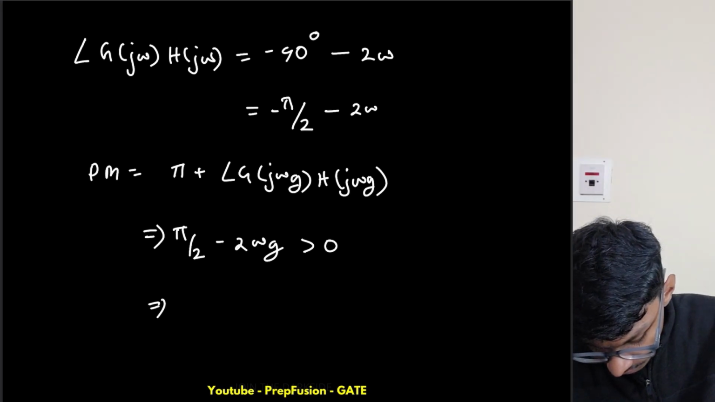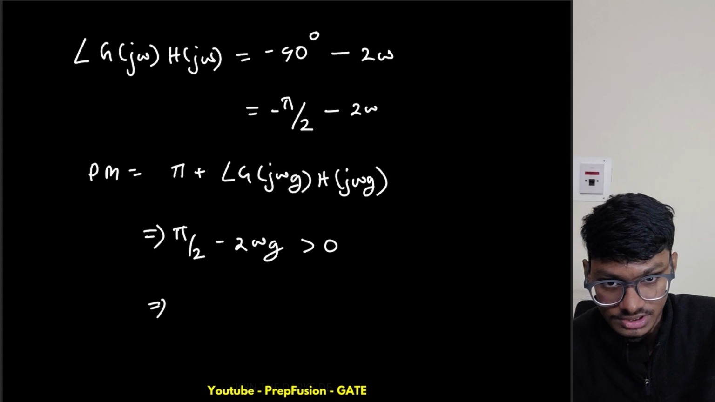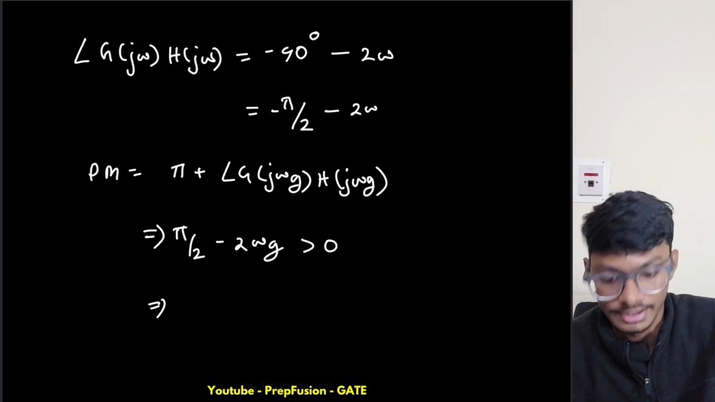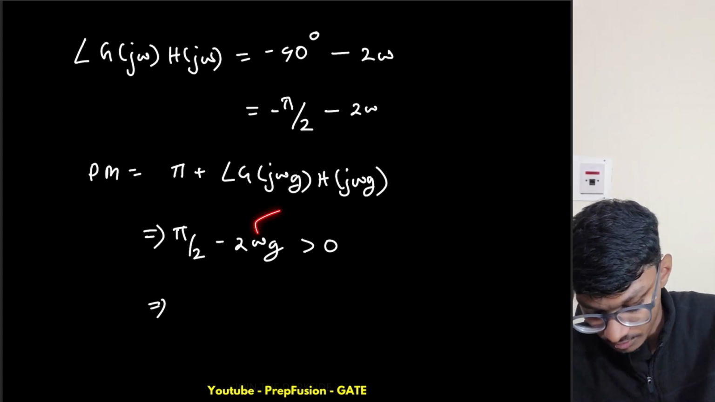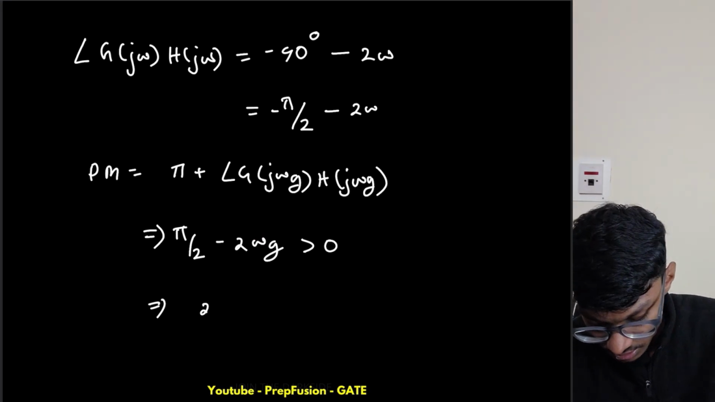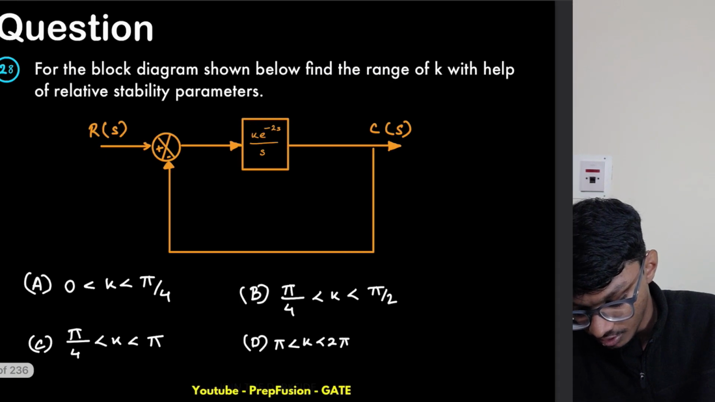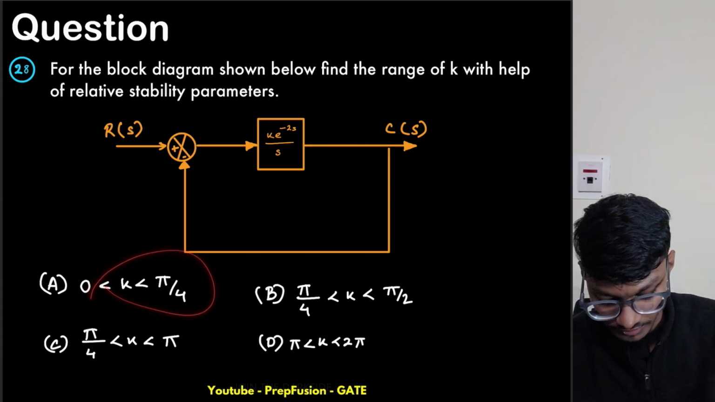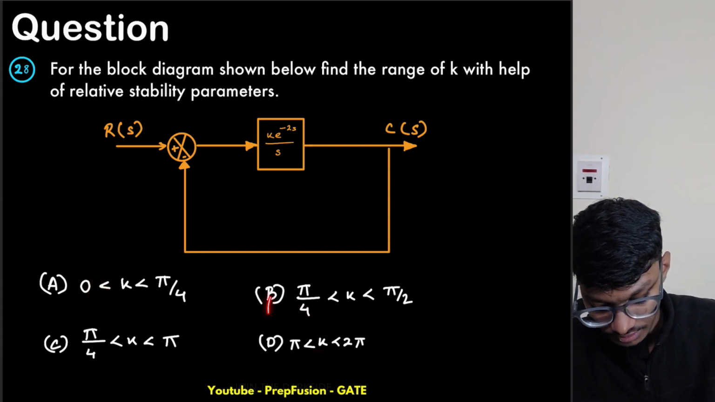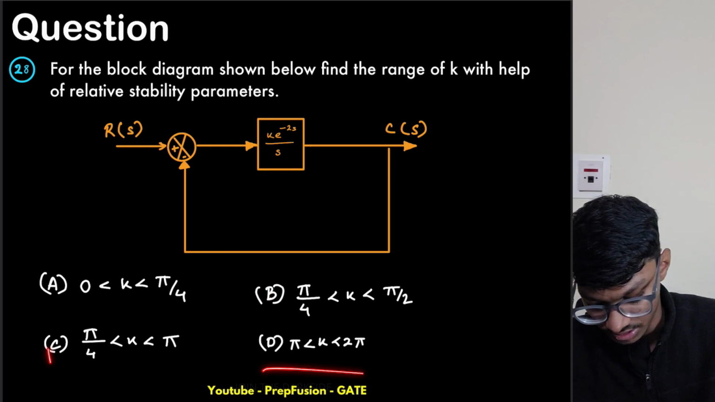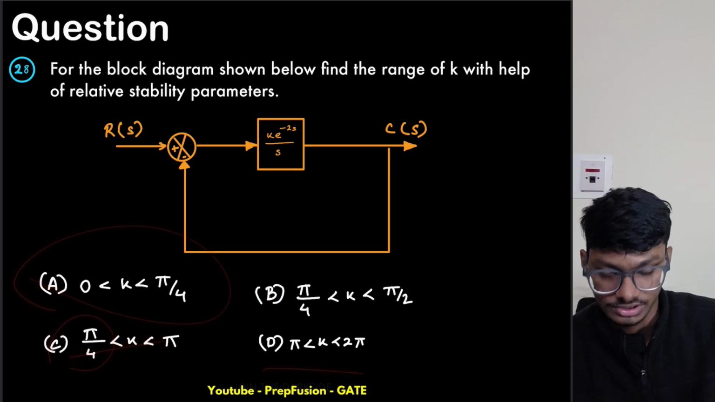So what is my omega g equal to? Omega g is equal to k, so omega g will go to the right hand side. So 2k is less than pi by 2. So I can say k is less than pi by 4. And only one option is satisfying this, k is less than pi by 4. Everything else is always greater than this, so only option A is satisfying. So option A is correct.